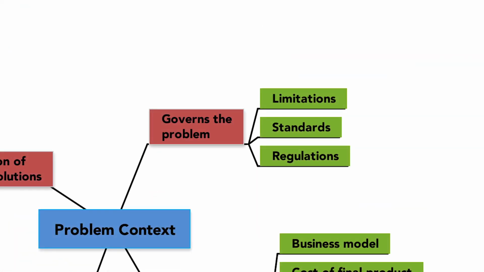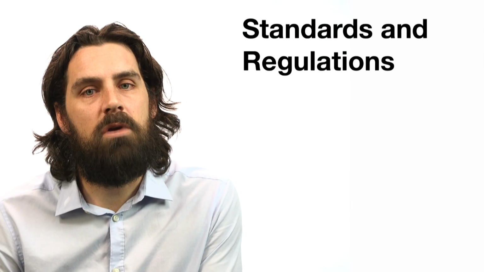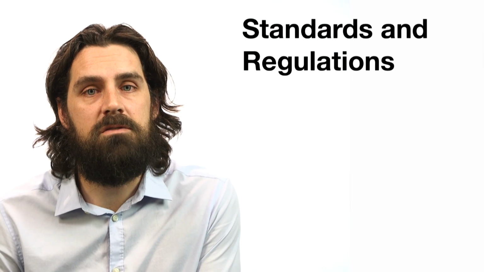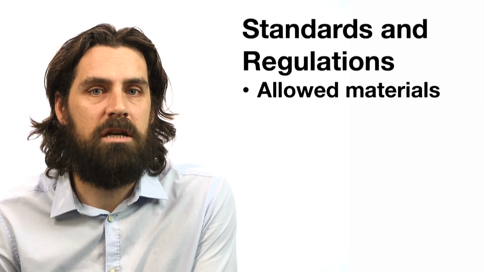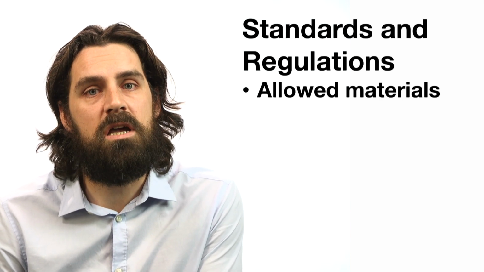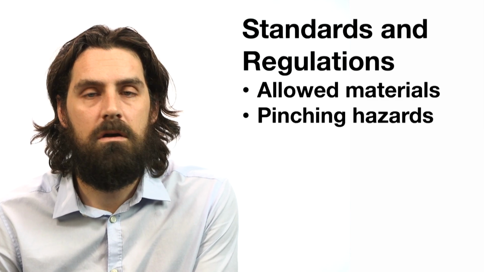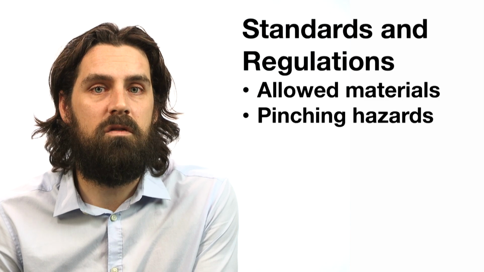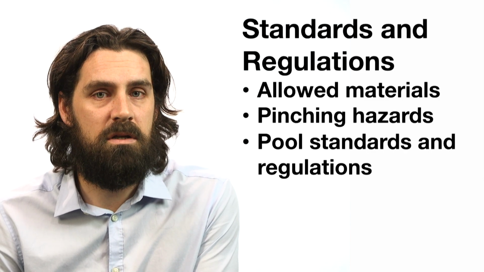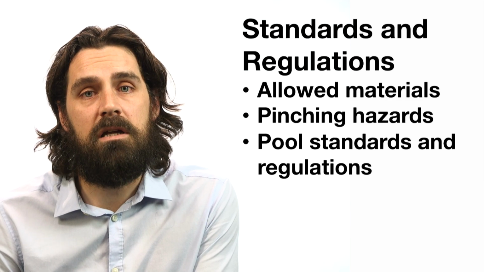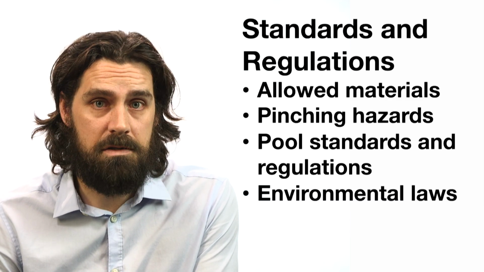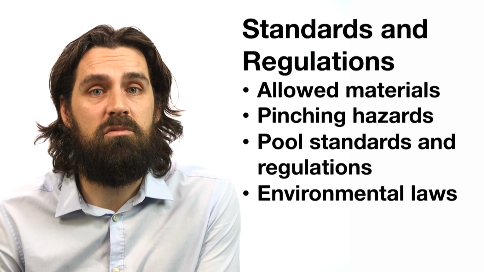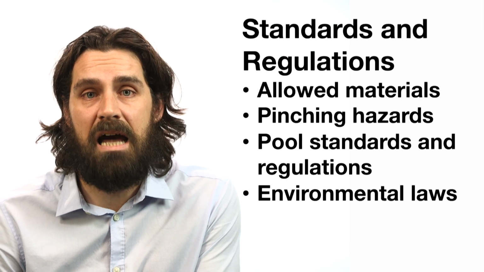The next category of information that we need to discover for our design context review has to do with what impacts the solution. And for our water bottle and for other design problems, what this often means are standards and regulations. Some standards and regulations which may govern the design of our water bottle could have to do with what materials we are and are not allowed to manufacture the water bottle from. Also, some regulations may govern pinching hazards for the use of water bottles. There are also standards and regulations that may have to do with the pool, such as what materials could be put near the edge of the pool. Finally, standards and regulations often present themselves in the form of environmental laws, such as those that govern what manufacturing practices could be used and also what could be and cannot be disposed of.